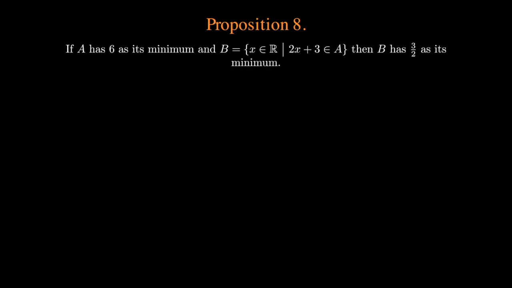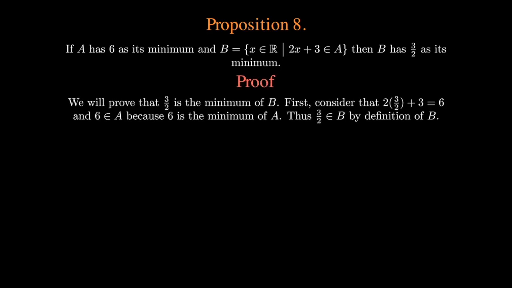Now, we'll prove that if some set A has a minimum of 6, and B is defined as such, then B will have 2/3 as its minimum. Once more, we start by showing that 2/3 is in B.